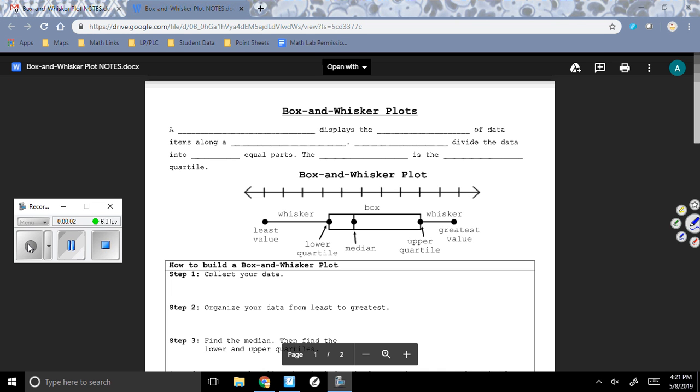All right, today we're going to be taking some notes on box and whisker plots. So we're going to fill in some blanks and then label some vocabulary first. So the first blank, it says a box and whisker plot displays the distribution of data items along a number line.